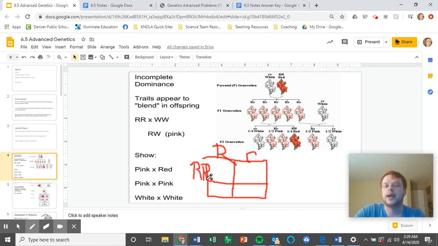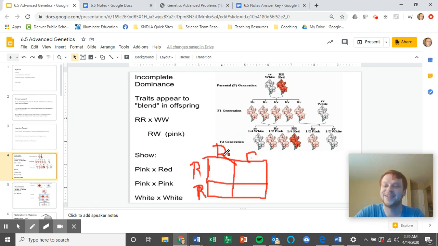Now on the actual AP, remember you guys don't need to draw these if you can just do it in your head. And honestly, for our notes in class, that's fine too. But if there's a Punnett square on your note sheet, make sure that you fill that in for us.